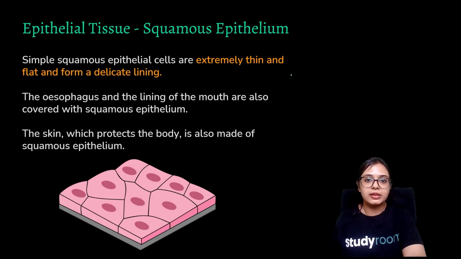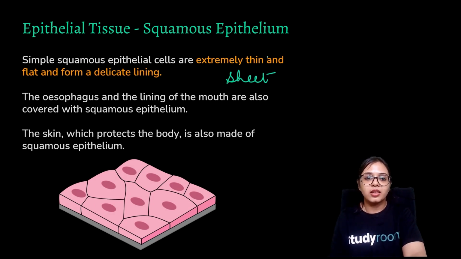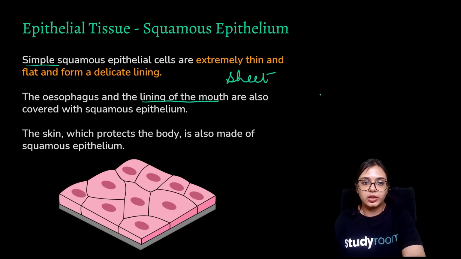Simple squamous epithelial cells are extremely thin and flat, and they form a delicate lining just like a sheet. Since it has no complex structure, we have a simple name for it: simple squamous epithelium. The esophagus, that is your food pipe, and the lining of the mouth are also covered with squamous epithelium. So if you get a question about what kind of cells surround the esophagus, or are present at the lining of your mouth, you will give the answer simple squamous epithelium.